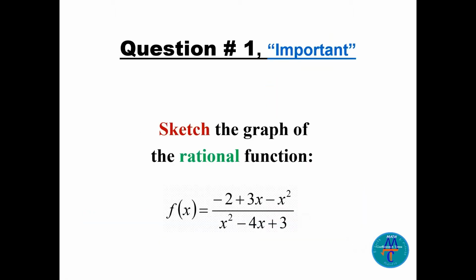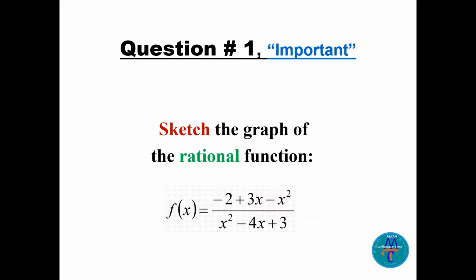Question number 1 is an important question because there is a nice idea inside. You will see now. Sketch the graph of the rational function f of x is equal to negative 2 plus 3x minus x squared divided by x squared minus 4x plus 3. This is a rational function.